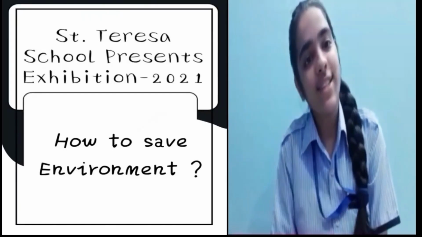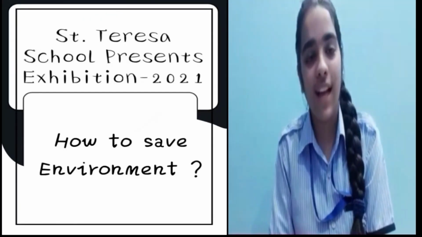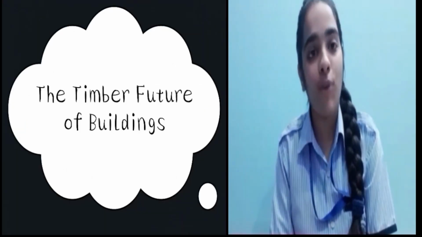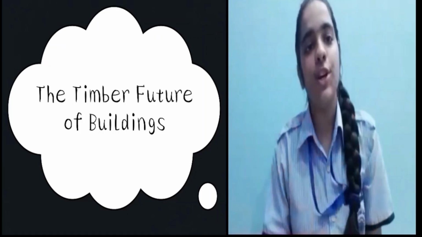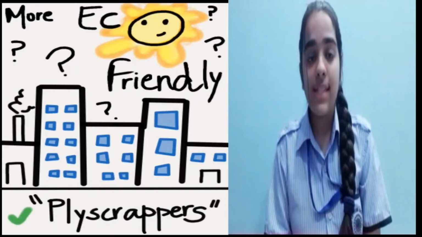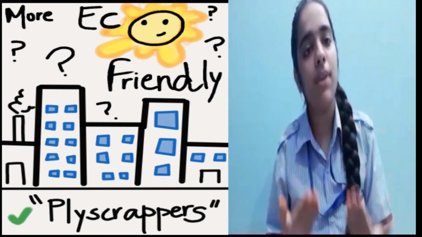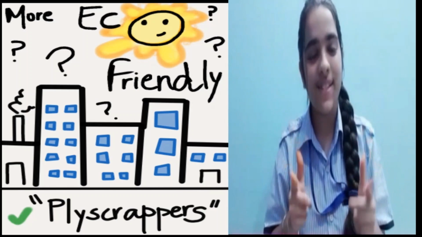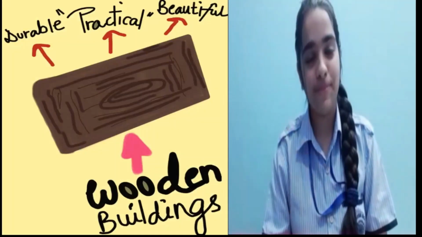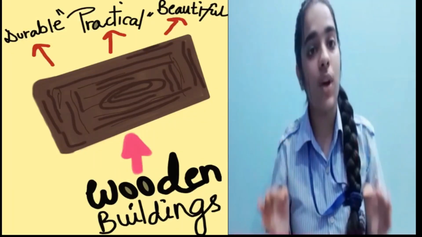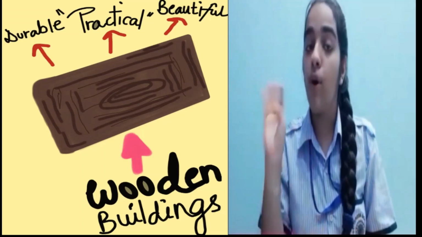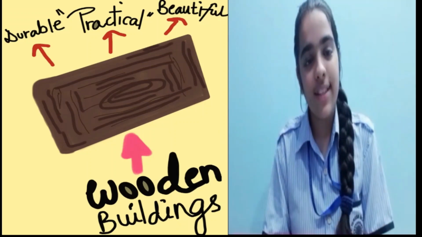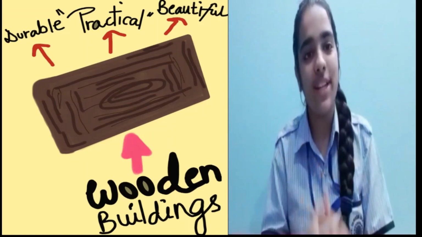Greetings, this is Shruti Manocha, student of class 12C, St. Teresa School. The theme of my project is the timber future of buildings. Buildings and structures, can they be made in a more eco-friendly and sustainable manner? Yes, with the use of timber. Buildings and structures made with timber are more durable, beautiful, as well as practical. They can also help control climate change.